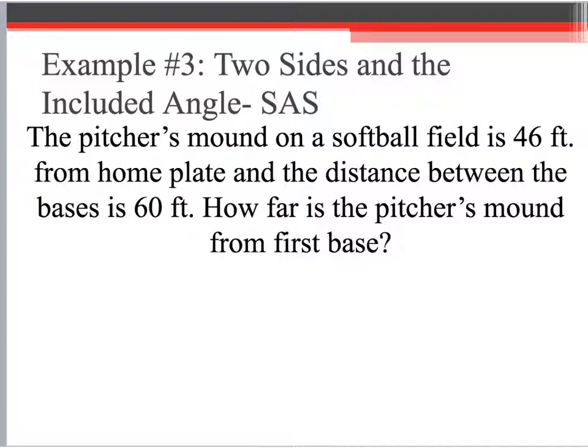So in example 3, it says two sides and the included angle, which is going to make this side angle side. So it says the pitcher's mound of a softball field is 46 feet from home plate.